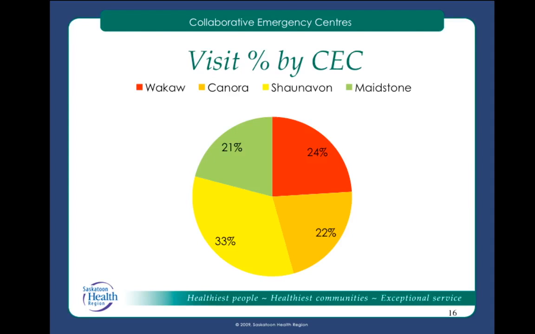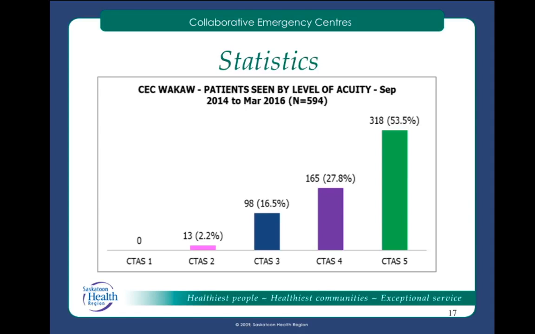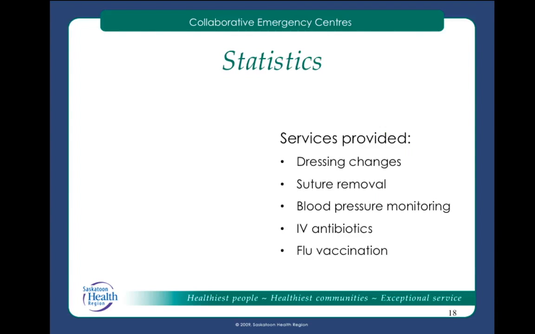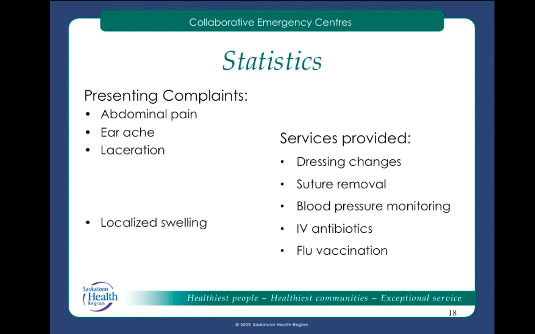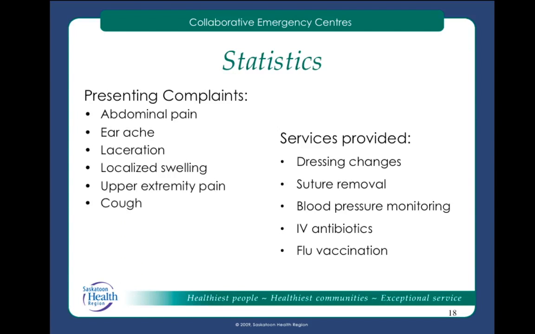So a lot of our patients are really low acuity. There's not a whole lot of the real urgent patients that walk through our doors. You can see over the last, since we started, only 13 have been CTAS 2. Everything else has been CTAS 3 and down. Lots of dressing changes, lots of other things that come through there. And we're seeing mainly abdominal pain, earaches, lacerations, localized swelling, upper extremities and cough.